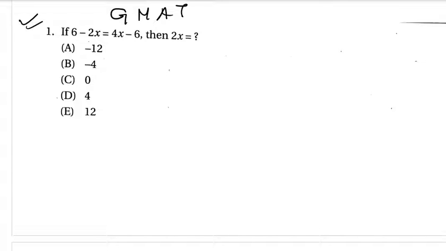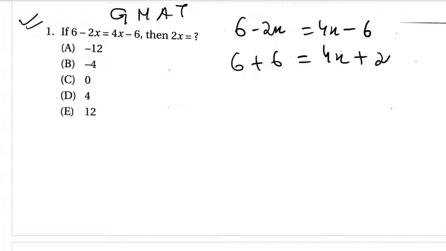You have to find the value of 2x, so let's start doing it. It's given 6 minus 2x is equal to 4x minus 6. So 6 plus 6 is equal to 4x plus 2x, that is 12 is equal to 6x. Now you need the value of 2x, so you have to divide by 3.